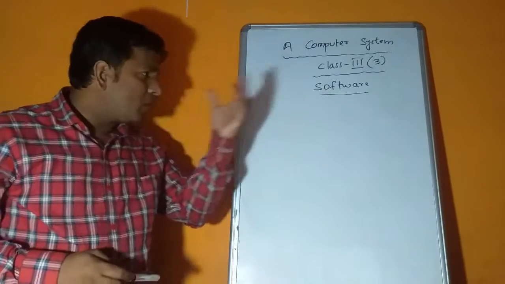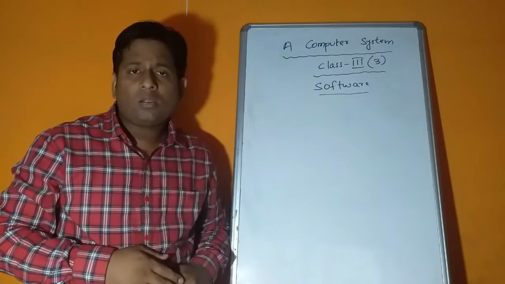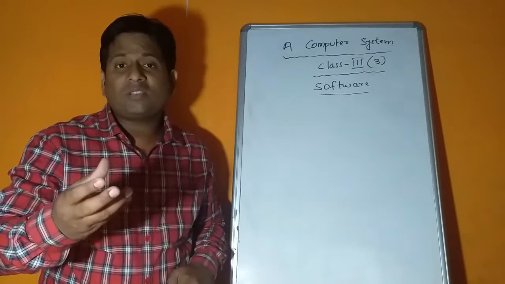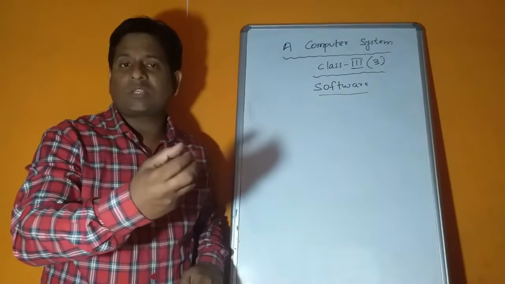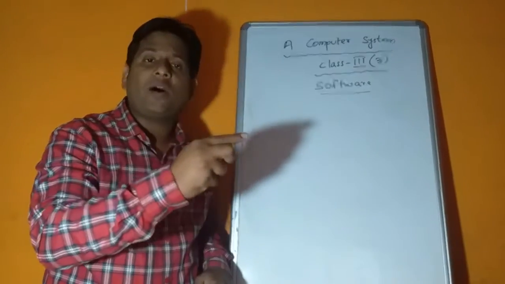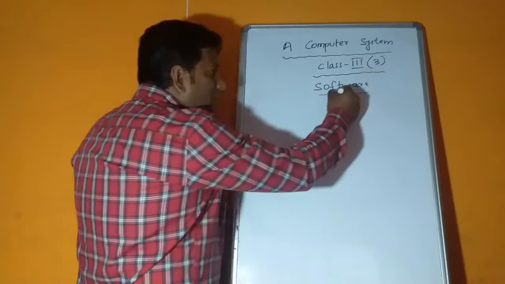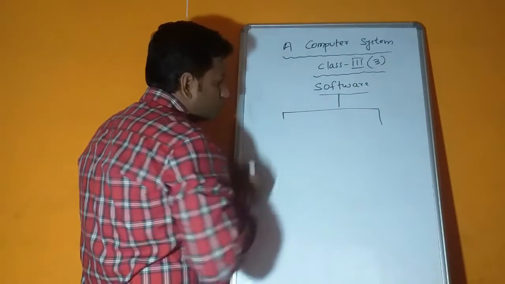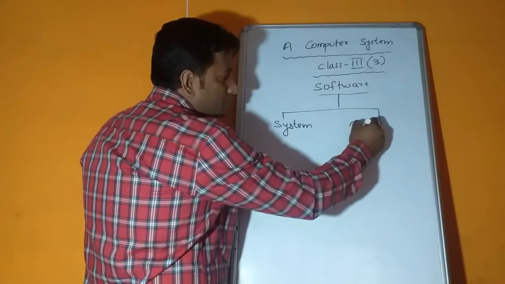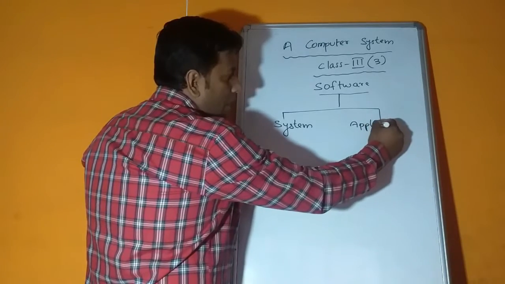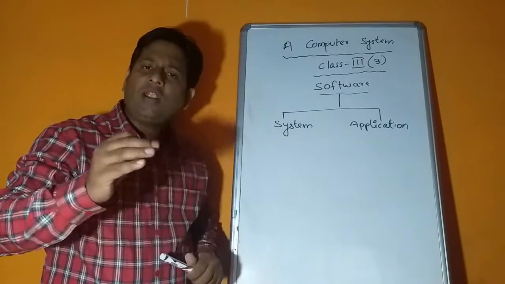Now the question arises, what is the use of software? Why do we need software? Software is required to run the hardware, because hardware is simply a machine, a touchable object. But that object follows our instructions, and we have to provide those instructions in the form of software. Is this clear? Now, software is categorized in two parts: system software and application software.